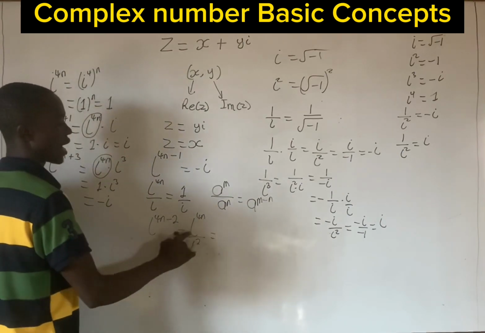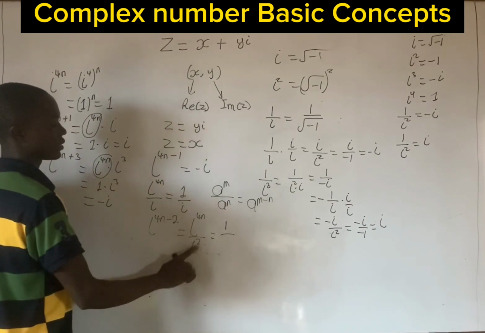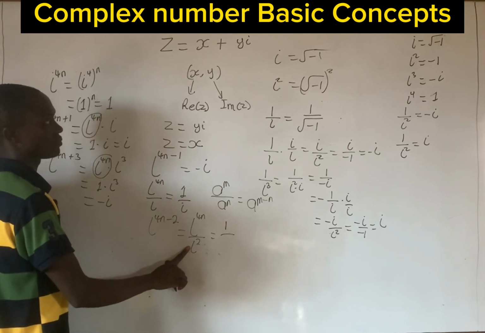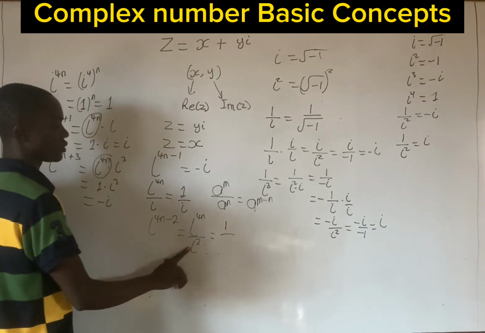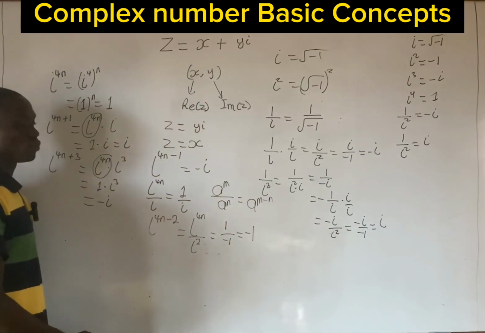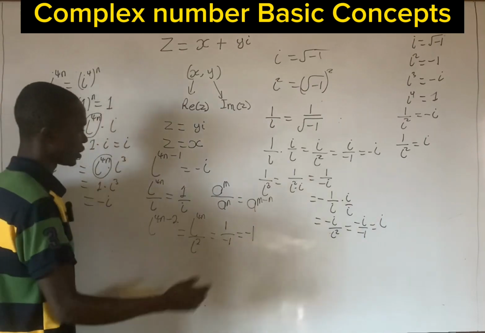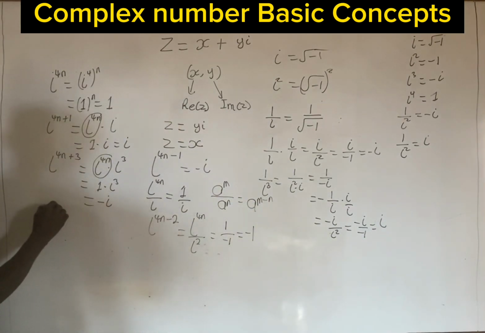So here, i to the power 4n is positive 1. And this is i squared. i squared is negative 1. So we put negative 1 here, and this is negative 1 in a very simple way. We can go on and on. Let's do, say, i to the power 4n minus 3.